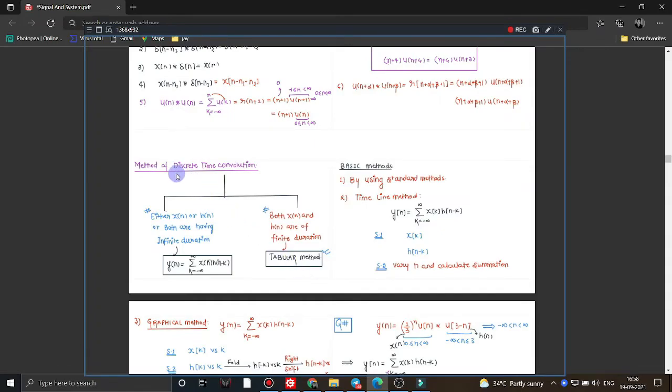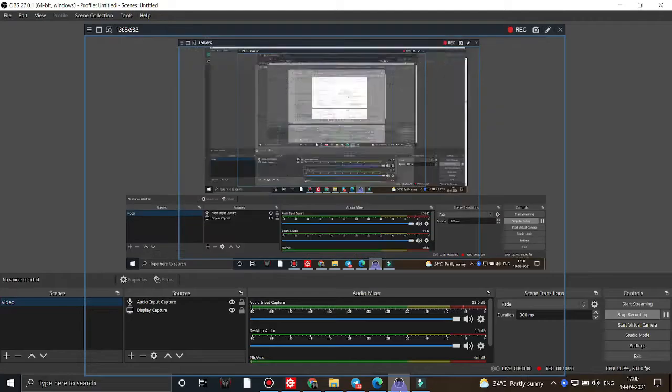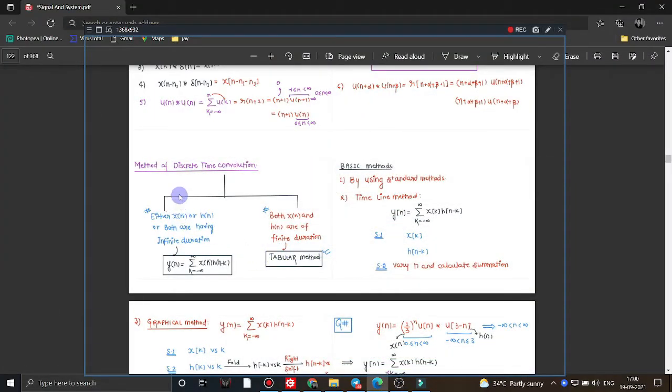Now, the methods of discrete convolution. What are the methods of discrete time convolution? If the duration is infinite, then we use this formula: yn equals sigma k from minus infinity to infinity xk h n minus k. It is just similar to the continuous time case.